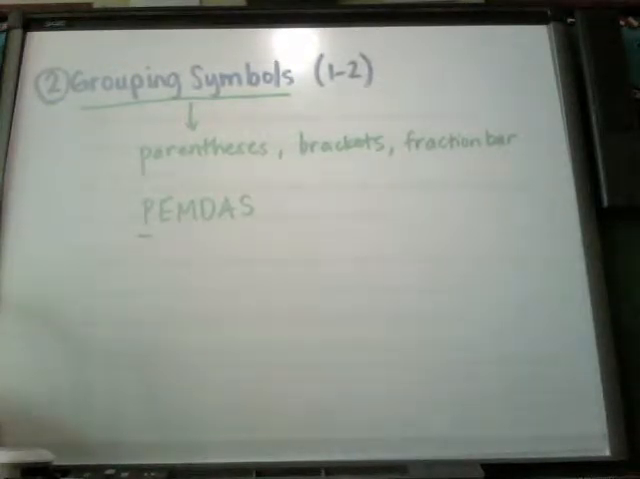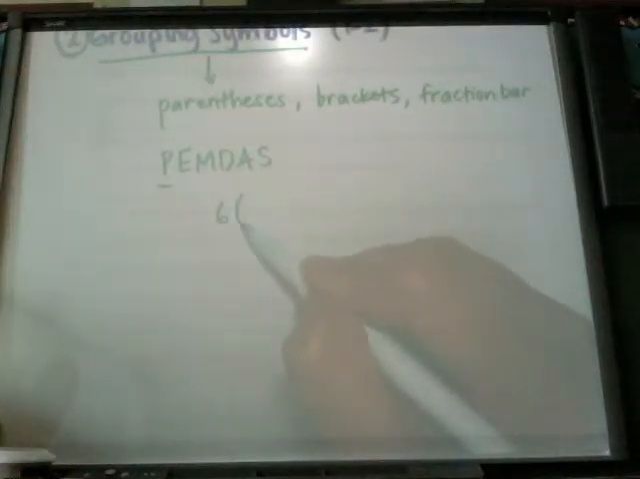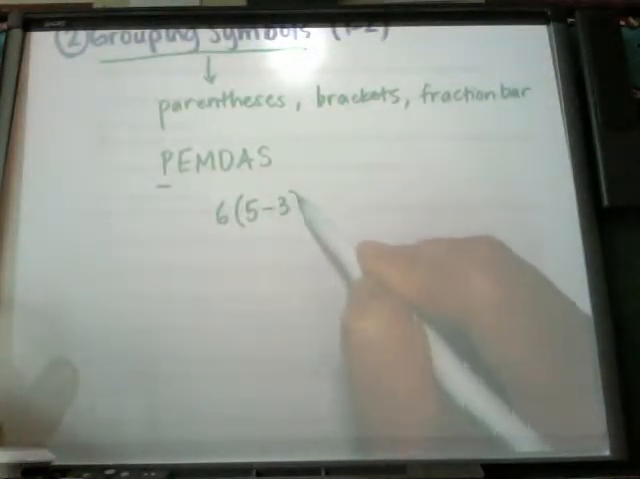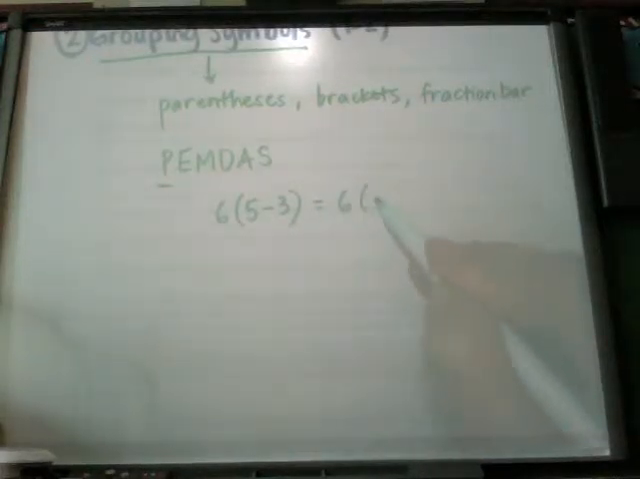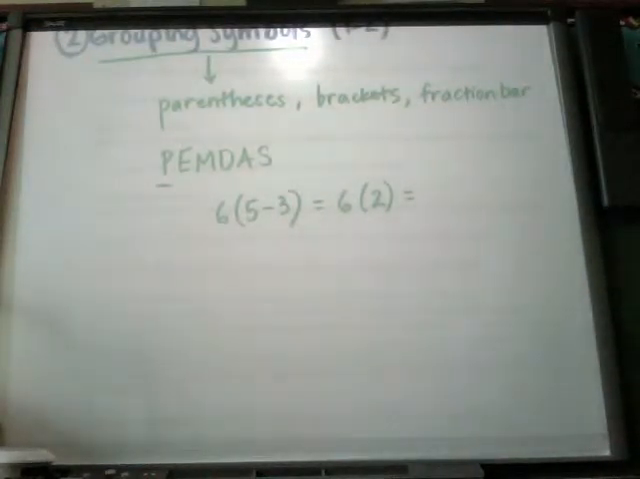Now, I'll start with a simple example. 6(5 - 3). First of all, notice that the 6 is just pushed up next to the parentheses. Anytime we mush stuff together in math, it's always multiplication. So this means 6 is being multiplied by the parentheses. Okay? And of course, we do the parentheses first. 5 minus 3 is 2. So then we do 6 times 2 is 12. Very simple example, just to show you what we're doing. Okay?